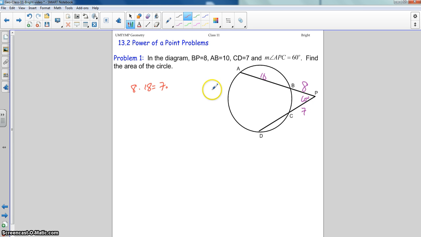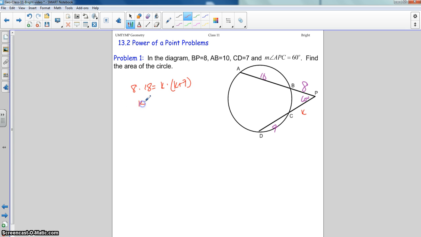and I think I labeled this wrong. Let's back up. CD is 7, so let's label that correctly here. And so if this is 7 and this is some unknown value, say k, then this is going to be a little bit different on the right side. I'll get k times k plus 7.